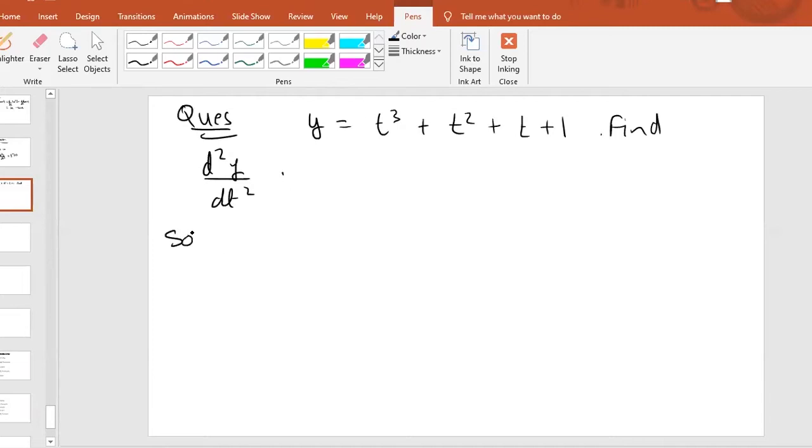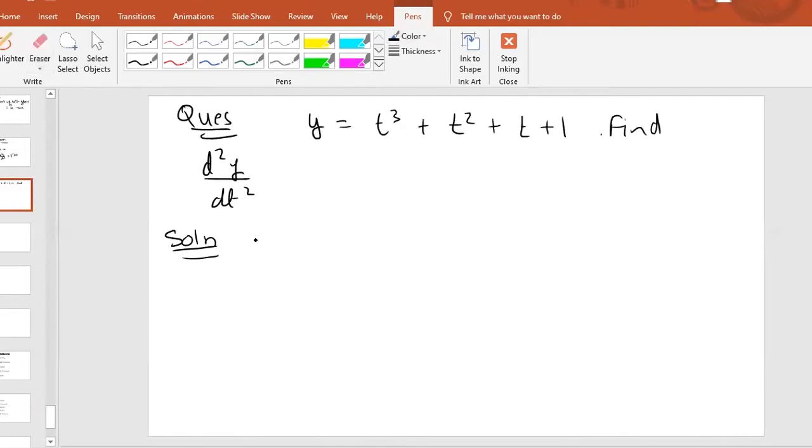First of all, what you have to do? Simply you have to follow the steps here. First of all, we have to find dy by dx. Now, how to find dy by dx? Again, d by dx. In the place of y, we have to find dy by dt, d square y by dt square.